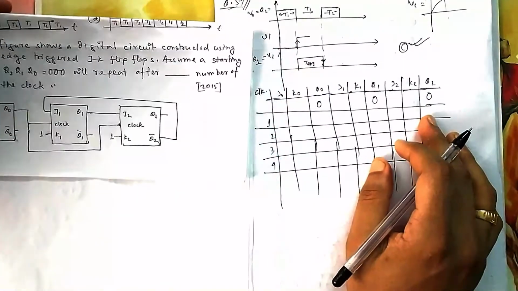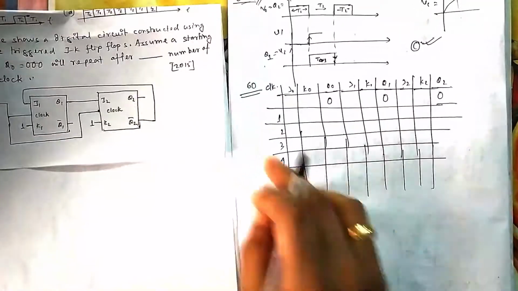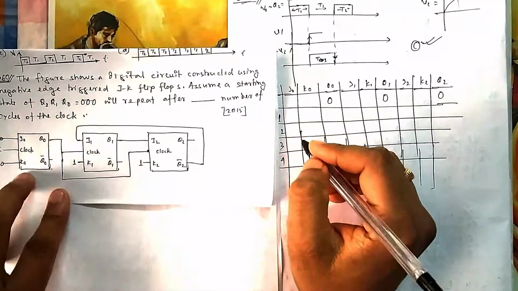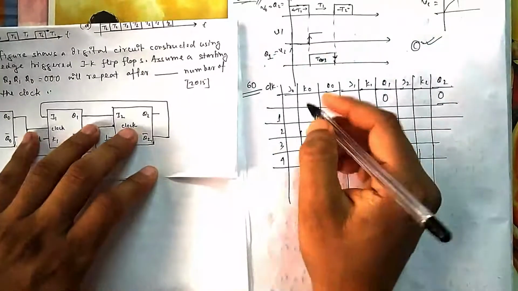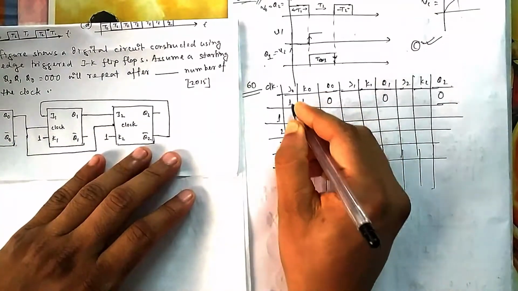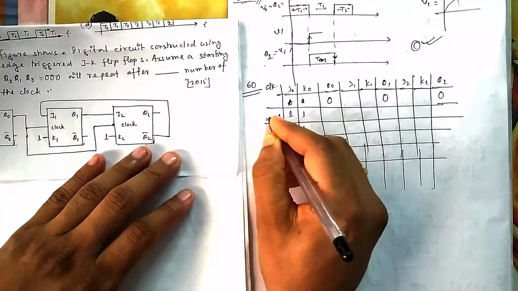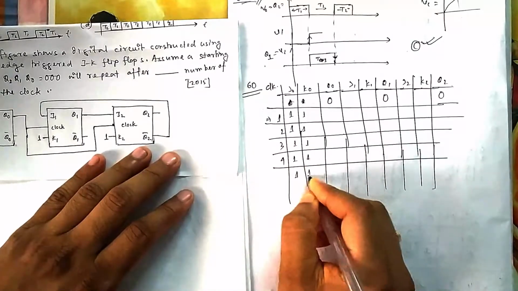So we need to repeat the same thing. When 0 0 0 comes, that is my answer. After how many shots is it coming? So now let us see what J0, K0 are. J0, K0 you can see are always 1. Before giving the first shot, I think what the input is. So this should be always 1, so no need to write this.